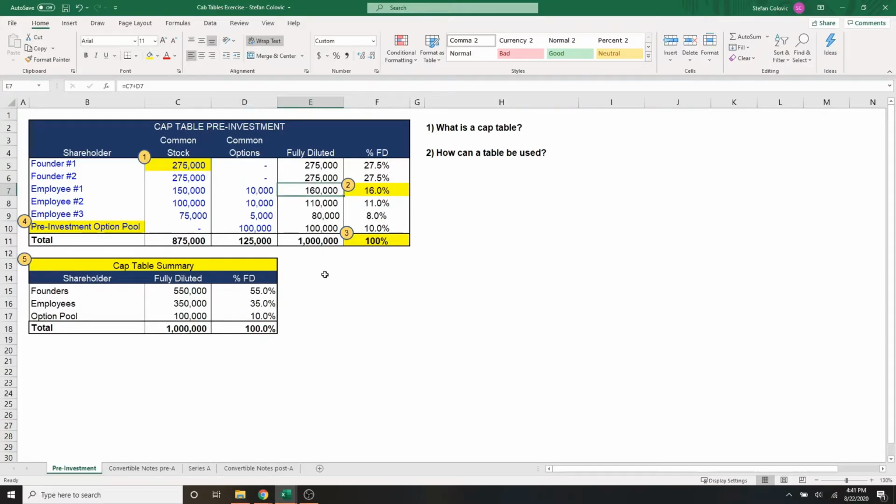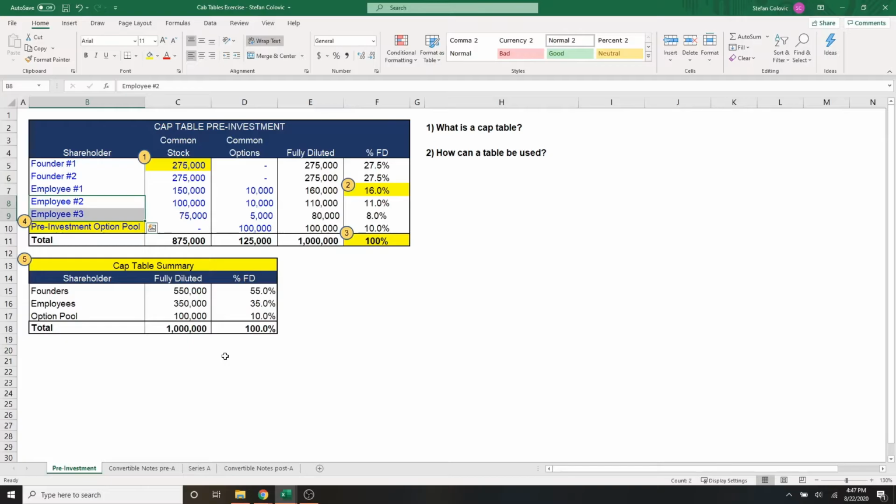And here for employee 1, that's 160,000 fully diluted shares, which ultimately gives them a fully diluted ownership percentage of 16%. And that's just as simple as your fully diluted amount of shares divided by the fully diluted amount of stock currently in the company, which also includes the option pool, which I'll get to in just a second. And quickly, as you're building this cap table, this bottom part here, on a fully diluted basis, this percentage needs to be 100%. So if it's not, you obviously messed something up and you should go recheck your work.